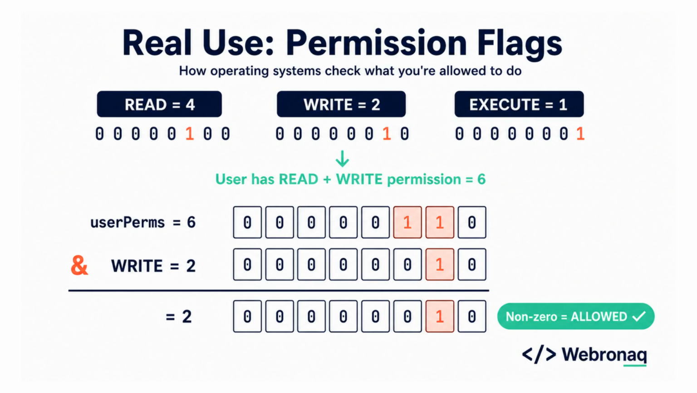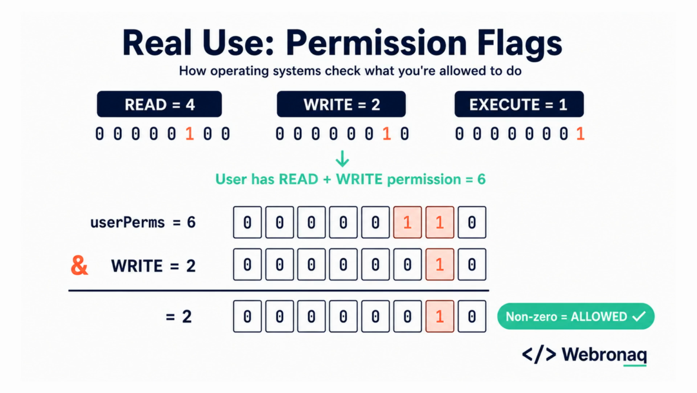Imagine you've got 3 permissions: read, write, and execute. Each one is assigned a power of 2. Read is 4, write is 2, execute is 1. Why powers of 2? Because in binary, each one occupies its own unique bit position, so they never overlap.